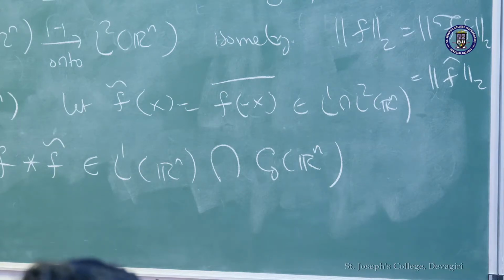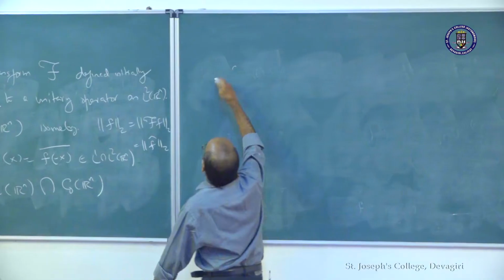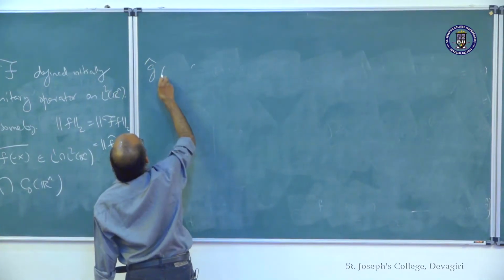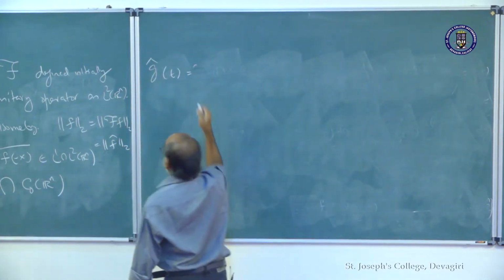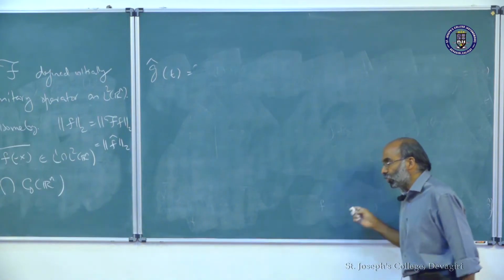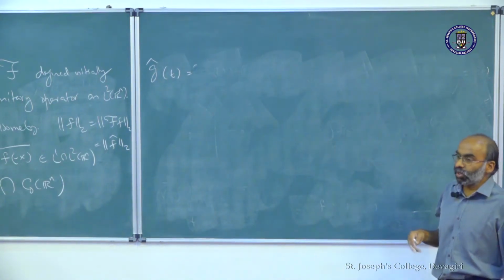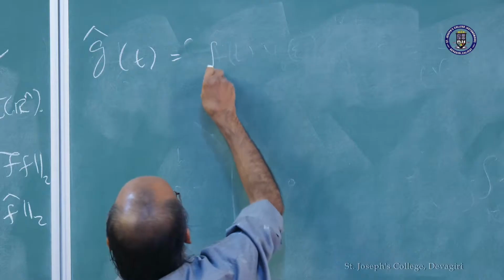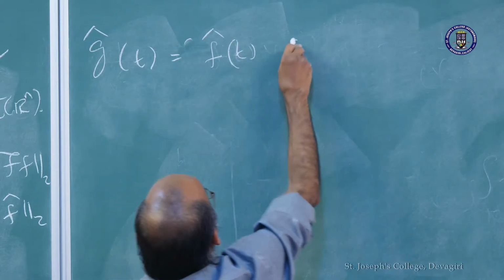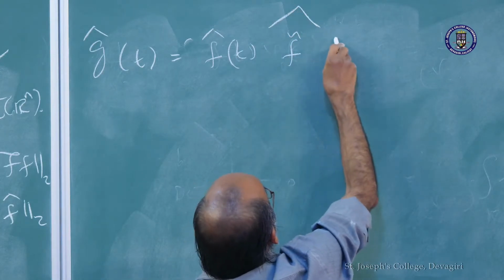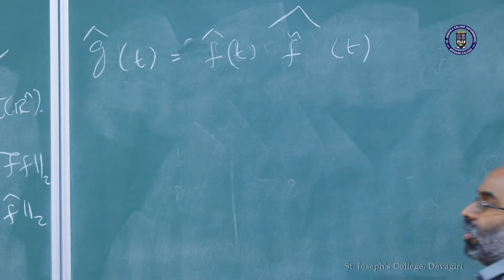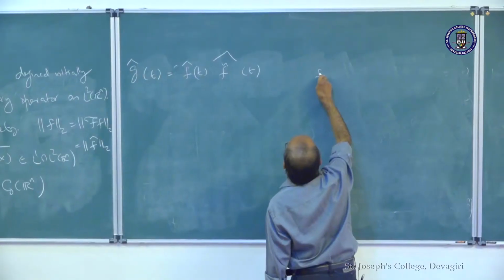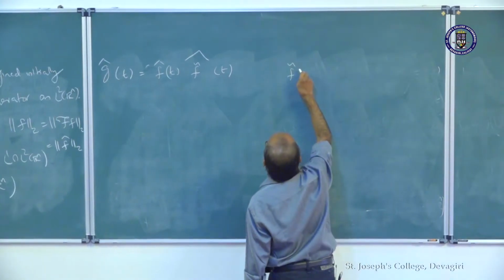Let us compute the Fourier transform of g. So, g hat of t, well, what is the Fourier transform of a convolution? Under convolution, Fourier transform becomes the product, we have seen that. So, g hat t is f hat t times f tilde hat t. So, I need to know what is f tilde hat t. So, this is a simple computation.